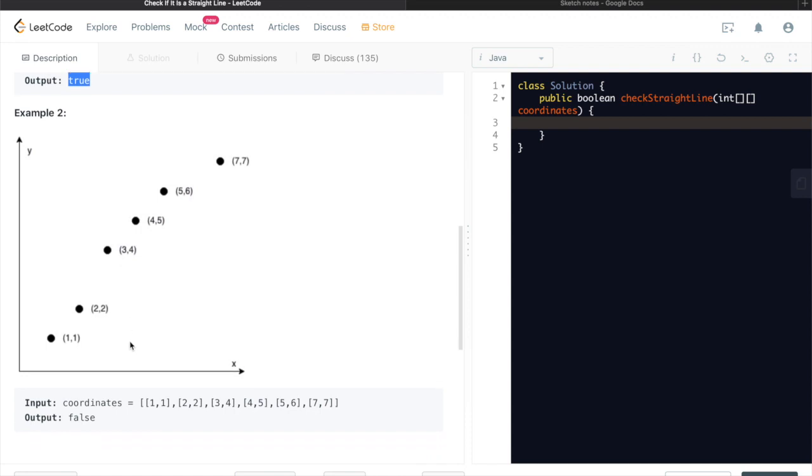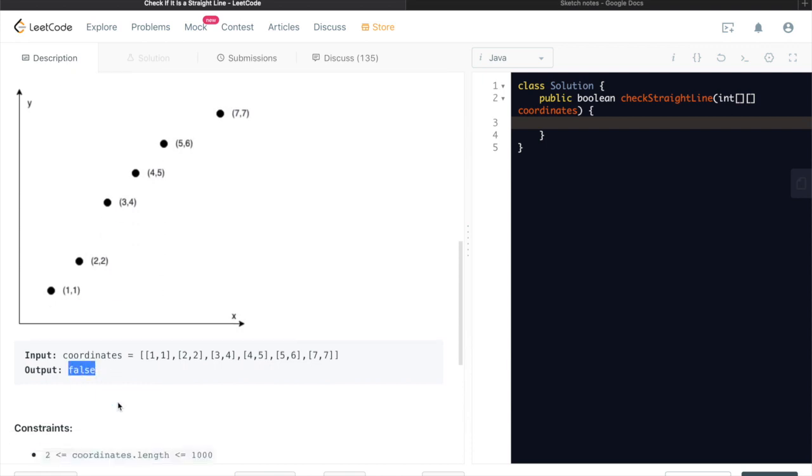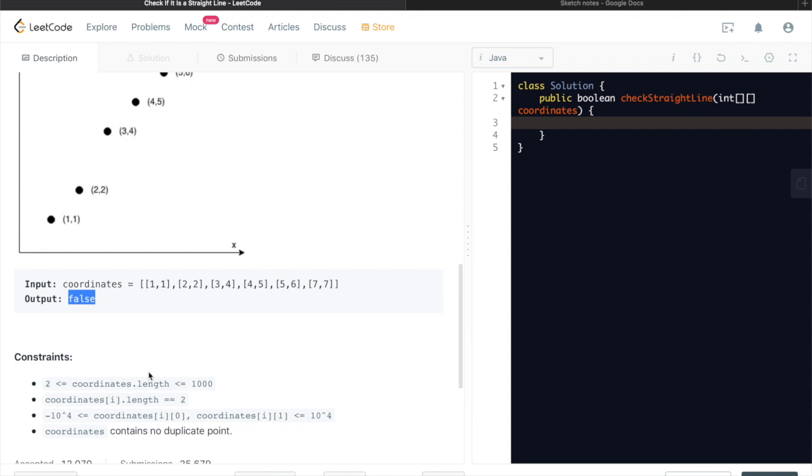And the second example that we can take a look at is [1,1], [2,2], [3,4], [4,5], [5,6], [7,7]. This is apparently not on the same straight line. So these three, [1,1], [2,2], and [7,7], have the same x and y values, so they are on the same line, while these other points have a difference of one between x and y, so they are on another line. So they are on two different straight lines, and the output is false, which is apparently very obvious.